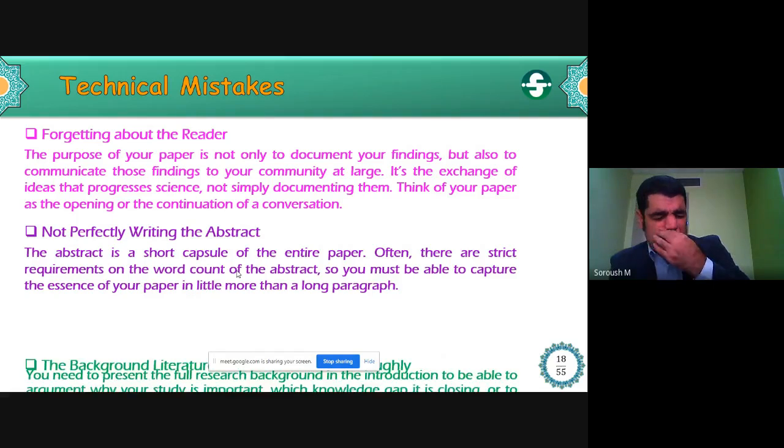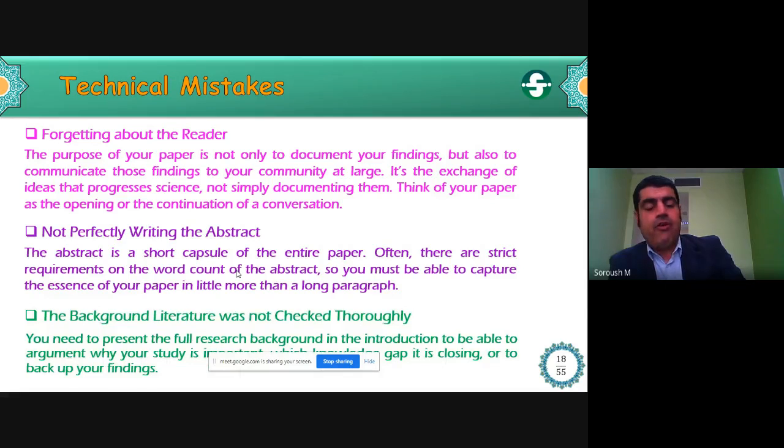And also, we didn't check the background of the subject in the literature, and we write the paper without checking the previous history of the work, and this is the place that we will be accused by the editors or the reviewers as those doing works which are not novel enough for the journal.